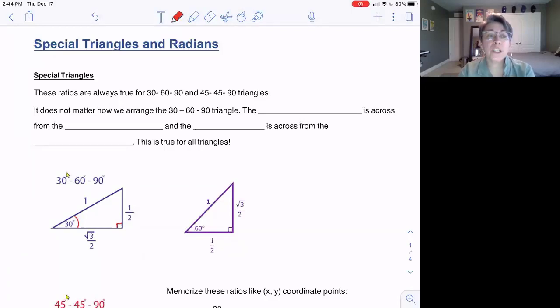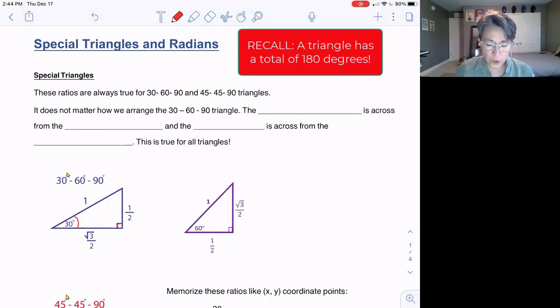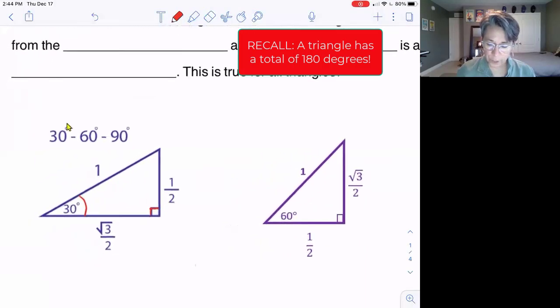Hi team, now we're going to look at special triangles and radians. And the special triangles that I'm referring to are 90-degree or right triangles. And the measurement of the other angles are either 30 degrees and 60 degrees or 45 and 45 degree triangles. Let's focus on the 30, 60, 90 triangles first.